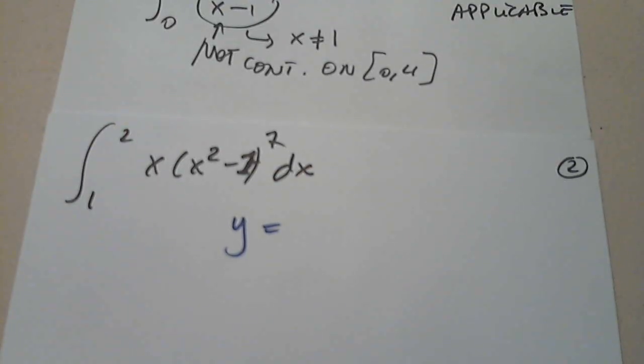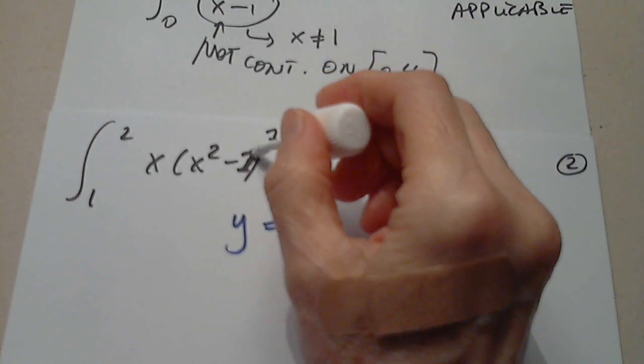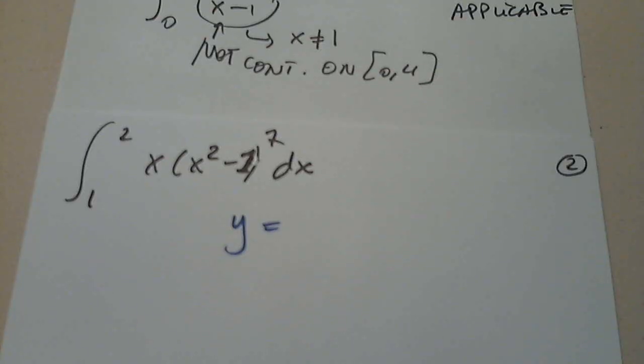Can anybody give us an idea of what the substitution should be? x squared minus 1. Absolutely. This is it. x squared minus 1. Yes. Perfect. Good.